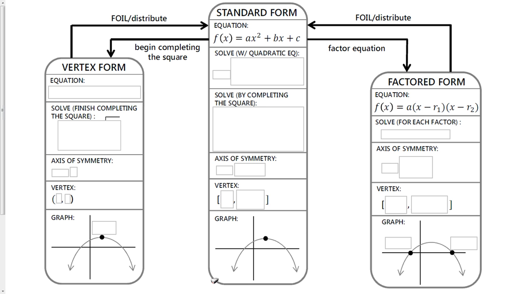But if we do assume that we are able to have fractions and our x has no coefficient next to it, or a coefficient of 1, then this a right here up front is going to be the same a that we had in standard form.